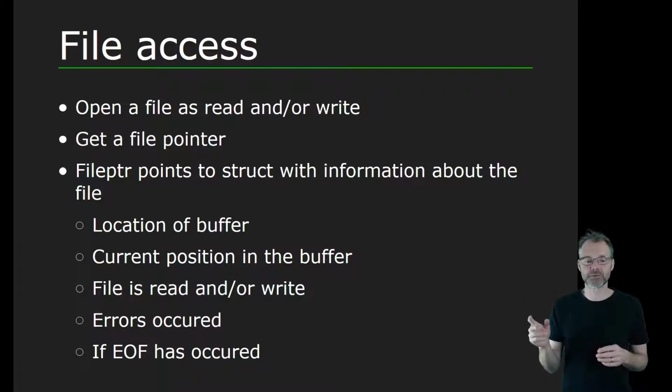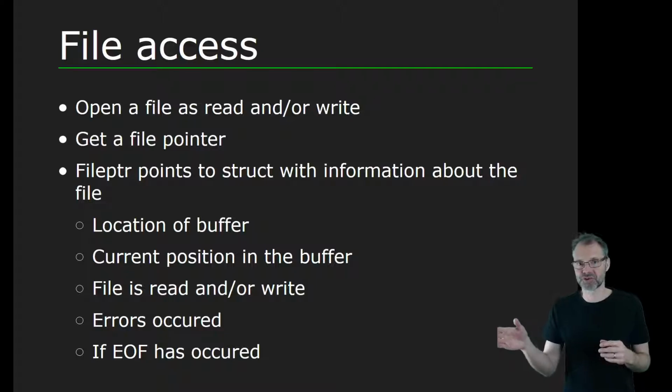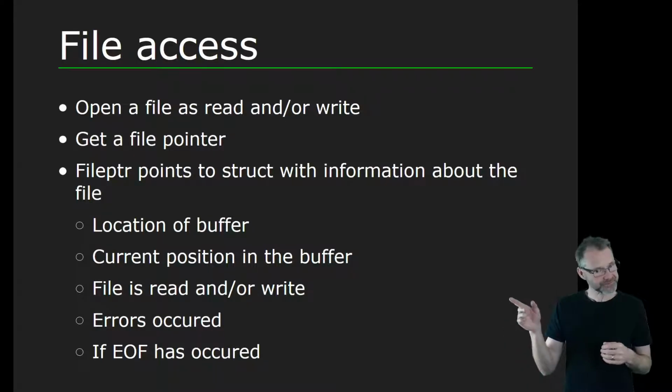So when we open a file, we're going to get a file pointer back. And this file pointer doesn't in general point directly to the file, because it points to a structure of data containing information about the file. So it basically contains the location of the file buffer, where it is in the file system, and the current position in the buffer, so where the file pointer is now in the stream that we are working with.